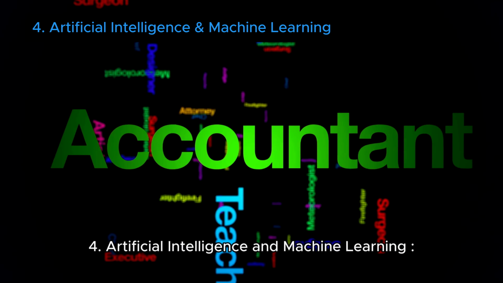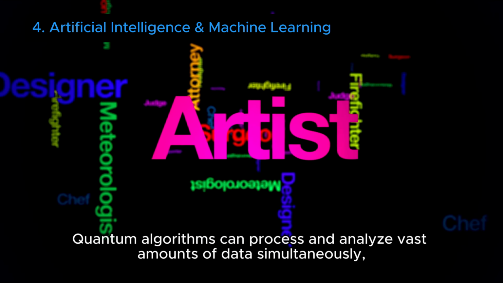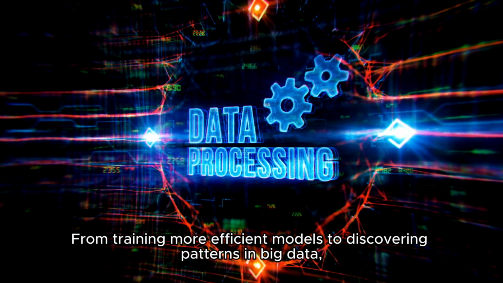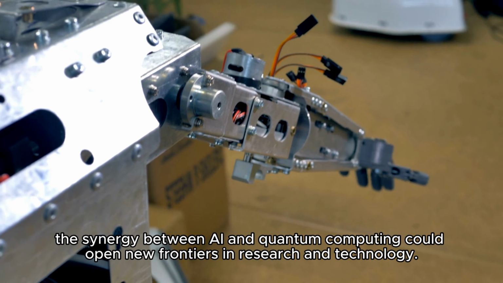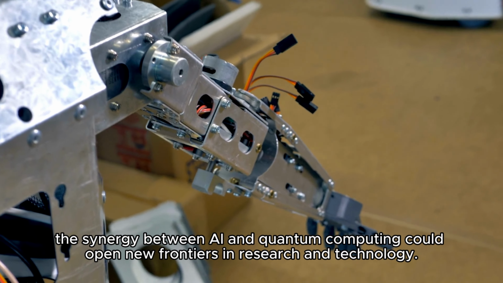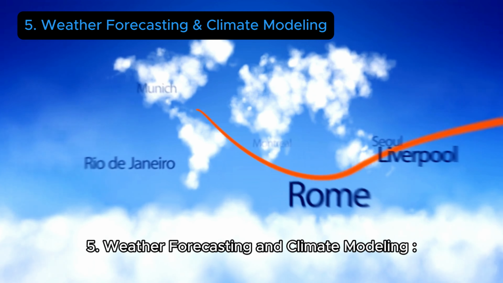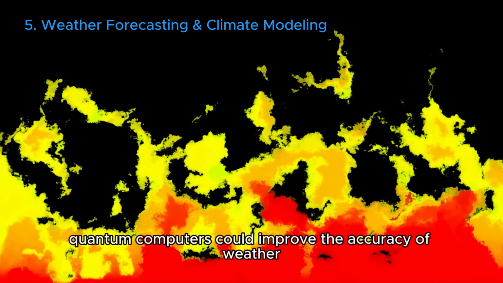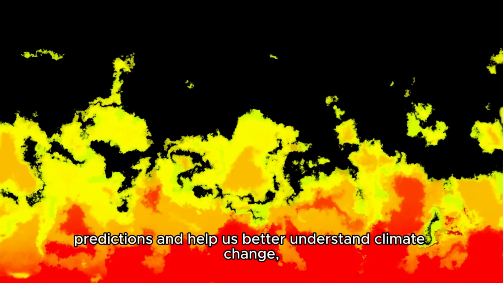Fourth is artificial intelligence and machine learning. Quantum algorithms can process and analyze vast amounts of data simultaneously, which may lead to advancements in AI. From training more efficient models to discovering patterns in big data, the synergy between AI and quantum computing could open new frontiers in research and technology. Fifth is weather forecasting and climate modeling. With the ability to simulate complex physical systems more efficiently, quantum computers could improve the accuracy of weather predictions and help us better understand climate change, aiding disaster preparedness and environmental protection.